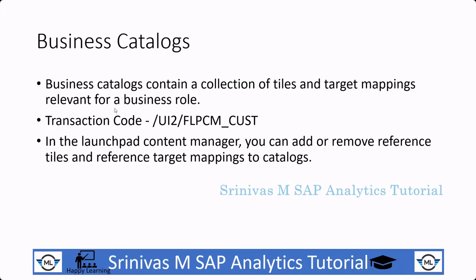Okay, so now we will look into this in detail. But the first thing is the business catalog contains tiles. Okay, how can we create this business catalog? We can create this business catalog from the transaction code UI2/FLPCM_CUST. So let's look into it in the system.